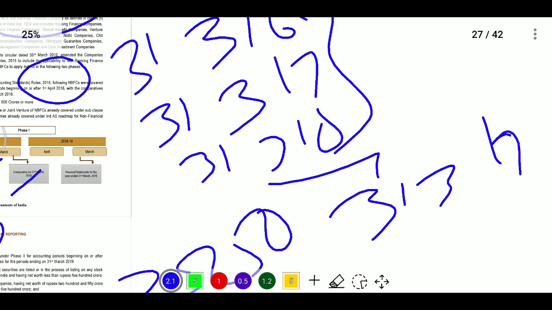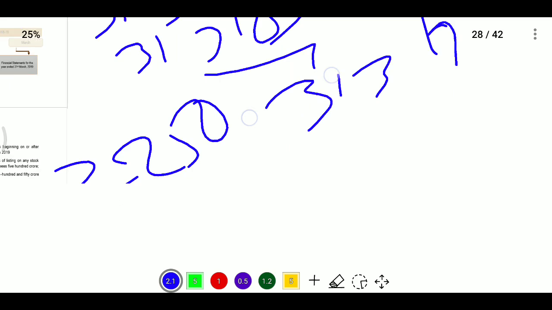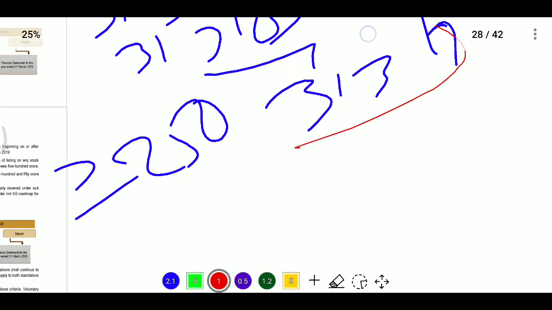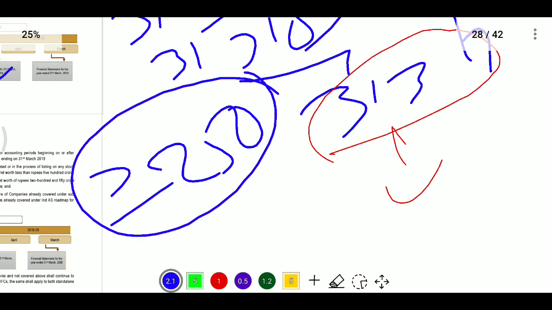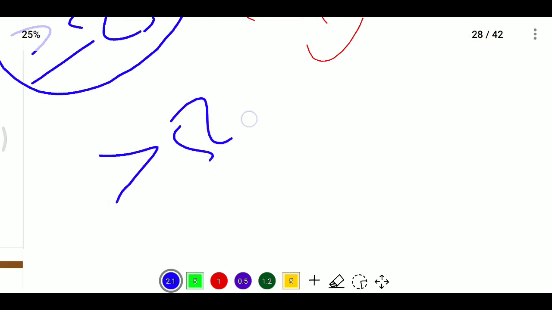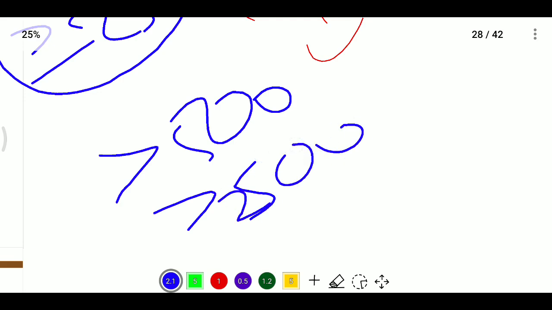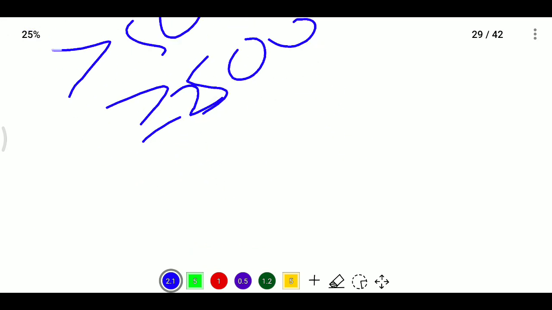Yes, if a company meets the criteria specified in phase 2 in any year after 31st March 2019, then from the immediately next year they need to follow Ind AS. So here we are using net worth greater than or equal to 500 crores, and greater than or equal to 250 crores. The question is, how should we calculate this net worth?